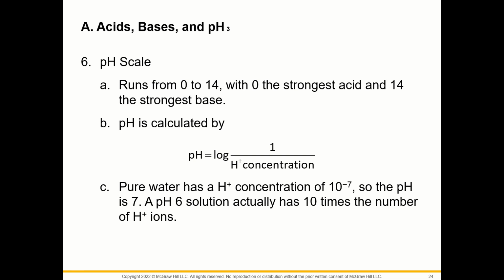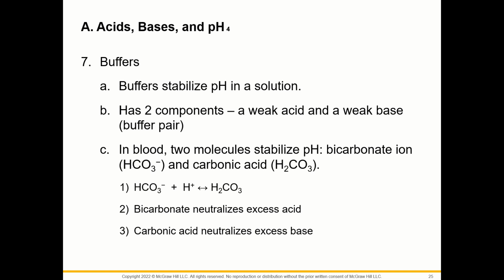Whereas a solution with 1/10 of the hydrogen ion concentration, 10 to the negative 8 molarity, has a pH of 8. So it has 10 times fewer hydrogen ions than a pH of 7. It says the pH value is easier to write than the molar hydrogen ion concentration, but it is admittedly confusing because it is inversely related to the hydrogen ion concentration.